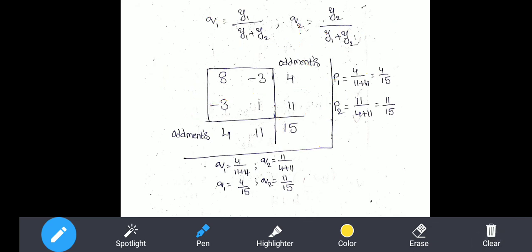So there is another way also, minus 3 into 4, 1 into 11 divided by 15. You can use it like that also, or 8 into 4 minus 3 into 11 divided by 15. So the sum of these two divided by 15. You can use it like that also. The value of the game will be obtained. I will show you in the next slide.